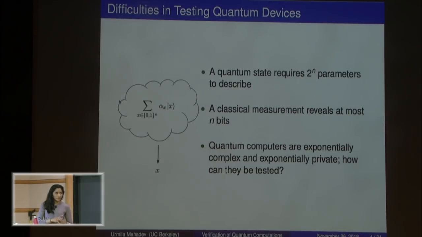This is a fundamental question, and it can be motivated from many different angles. I'll start with the motivation from the perspective of near-term quantum devices, so these upcoming devices.